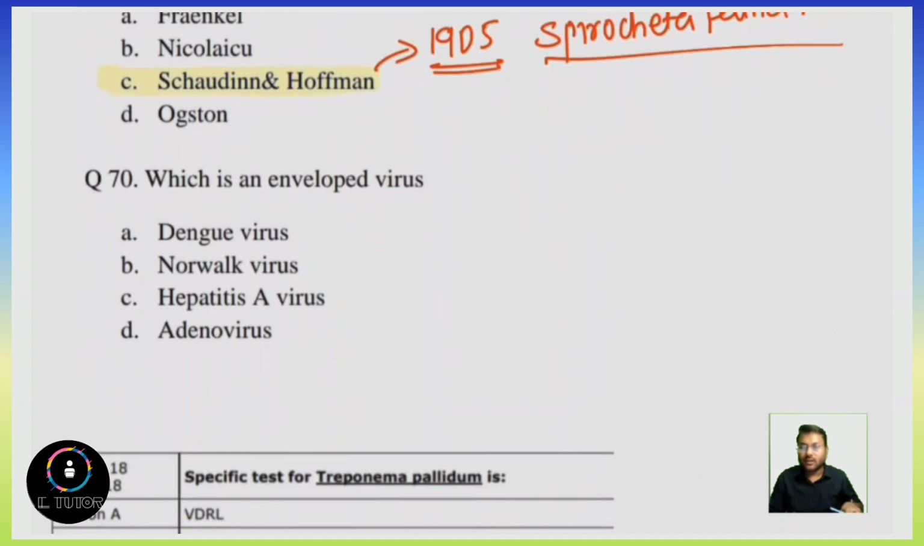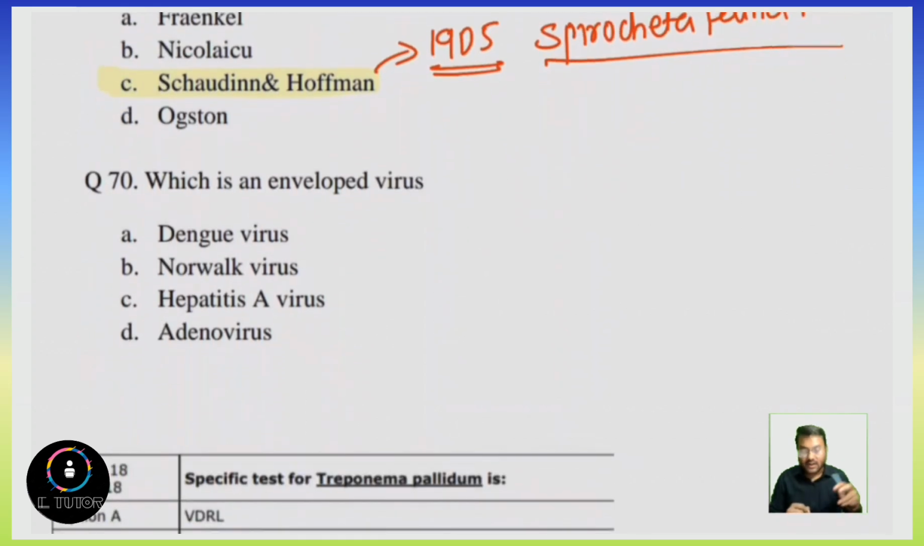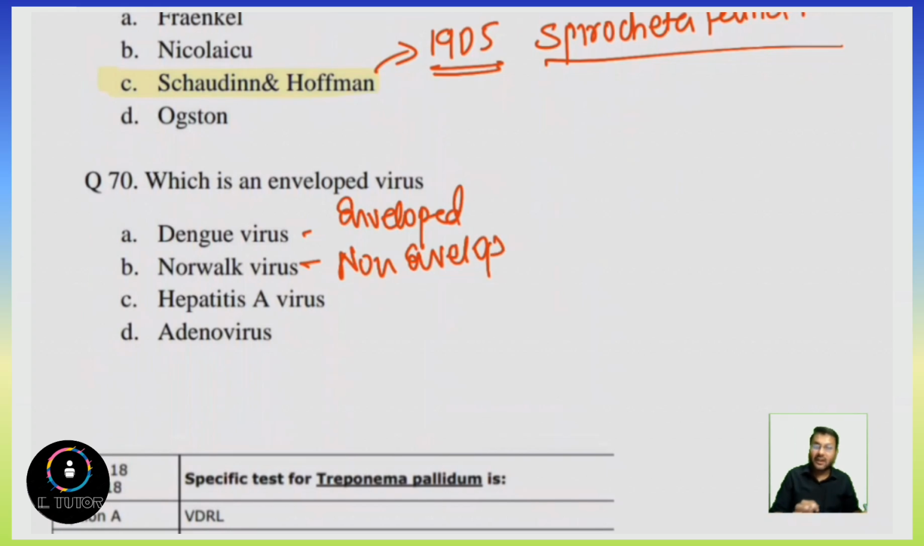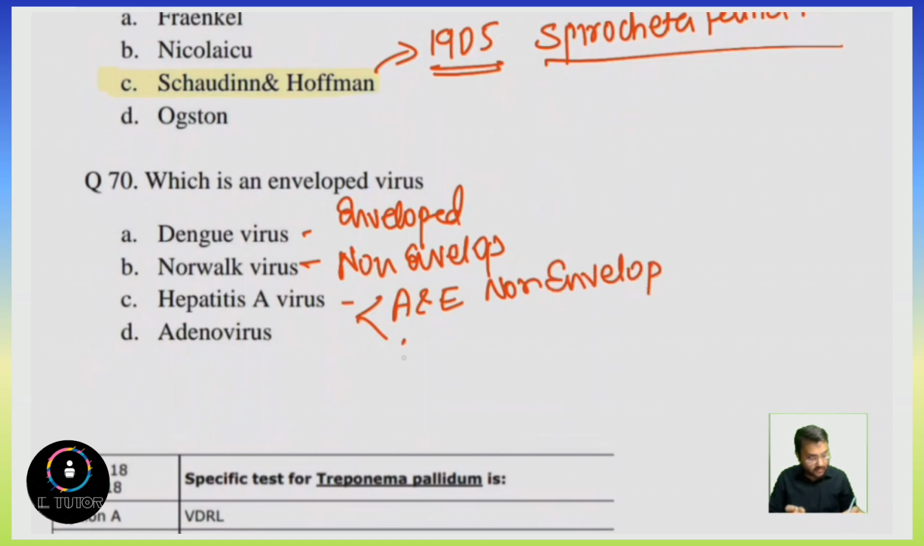Which of the following is an enveloped virus? Question number 70. Next question. The options are dengue virus, Norwalk virus, hepatitis A, and adenovirus. Among the given options, dengue virus is an enveloped virus. Norwalk is non-enveloped. If we talk about hepatitis, then hepatitis A and E are non-enveloped, and B, C, and D are enveloped.